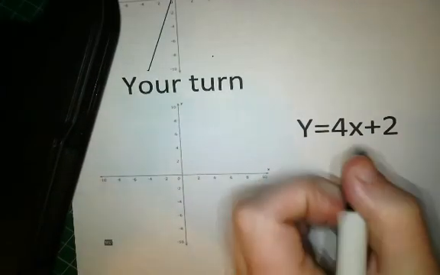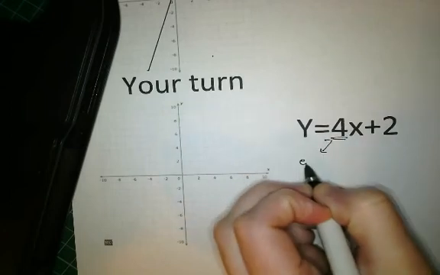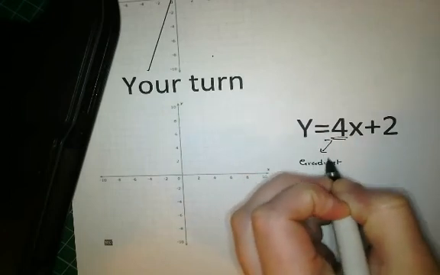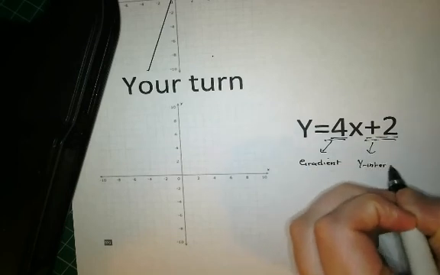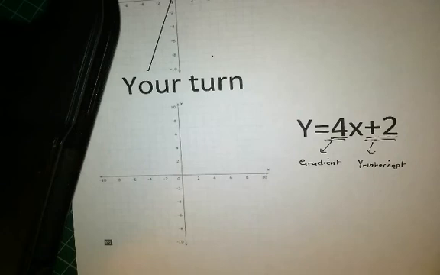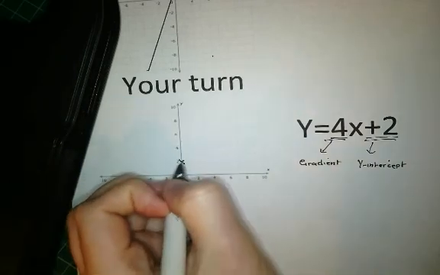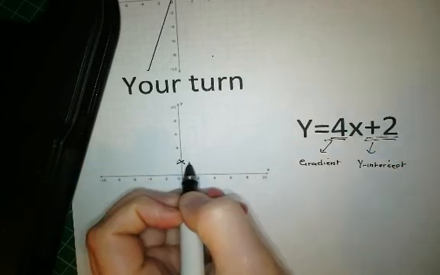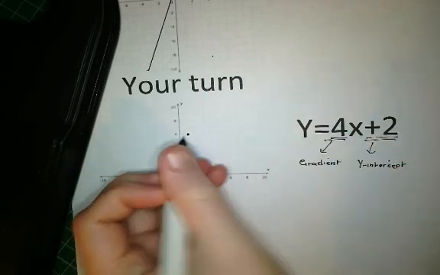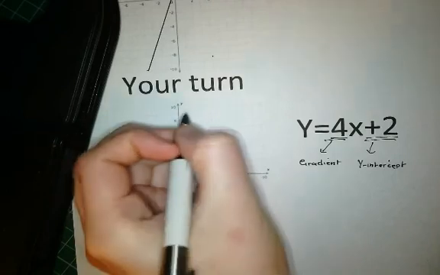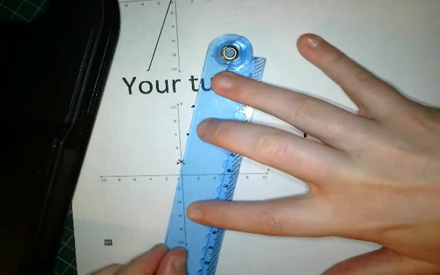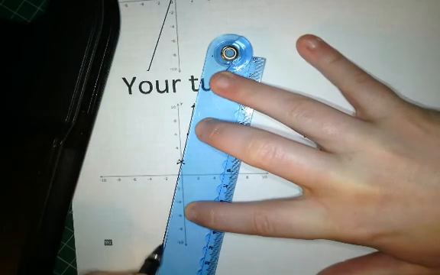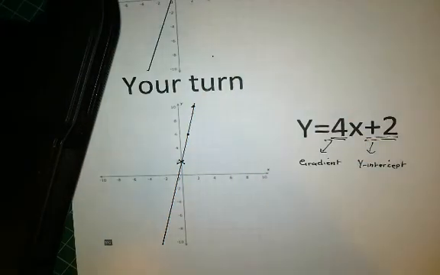So for your turn, your gradient is 4, and your y-intercept is plus 2. So to plot this, we're going to start on the y-axis at plus 2. So there's the y-axis, there's 2. And I'm going to go right 1, and I'm going to go up by 4. 1, 2, 3, 4. 1 to the right, 1, 2, 3, 4. Join them all up. And that is what yours should look like.